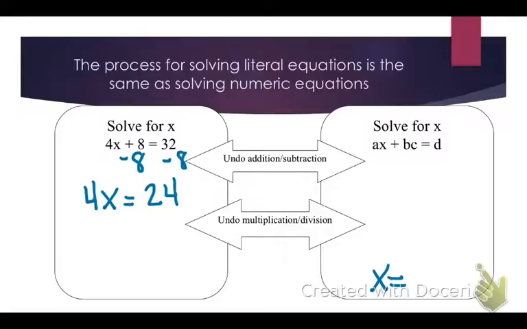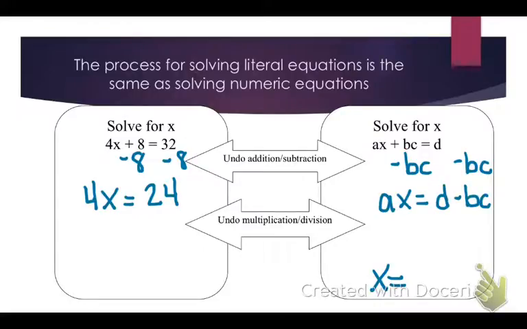The same idea needs to be done on this one. We need to get rid of this bc first. So what I'm going to do is subtract bc from each side. This leaves me with ax equals, now I don't know what d minus bc is. Like in the other problem, I know 32 minus 8, so I just write d minus bc.